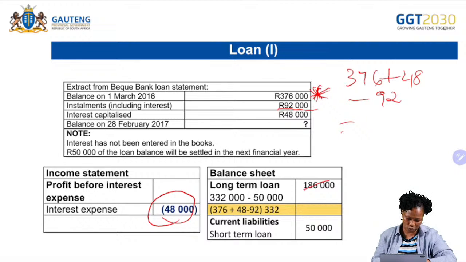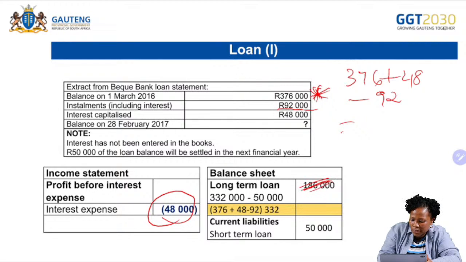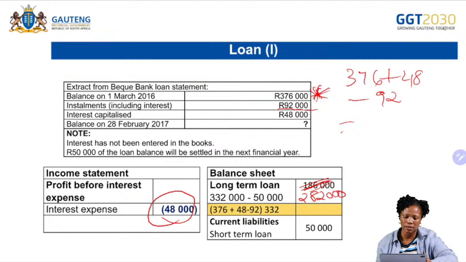Please correct from your side. It's 332 minus 50,000. And that is going to give us, yes, 282. So this one is not correct. It's 282,000. So this is going to be our long-term loan. It's payable in the long term.